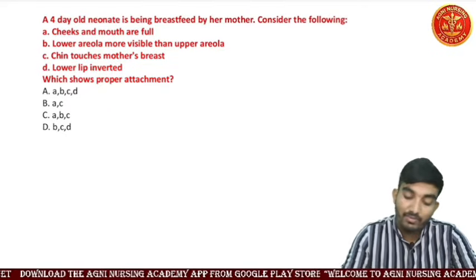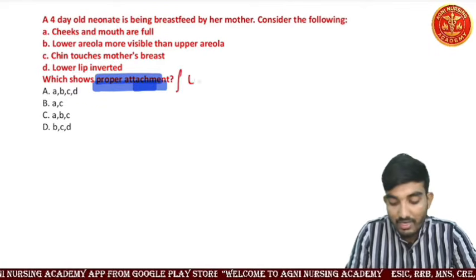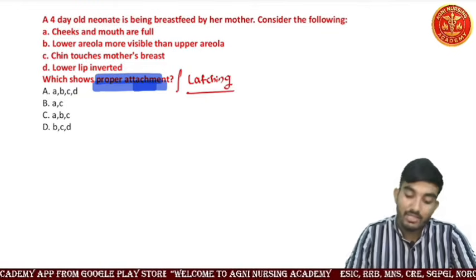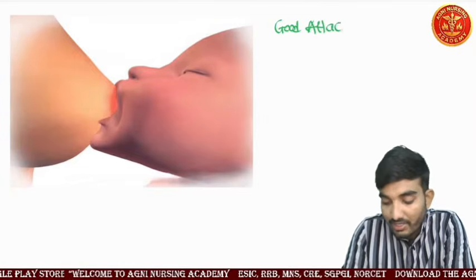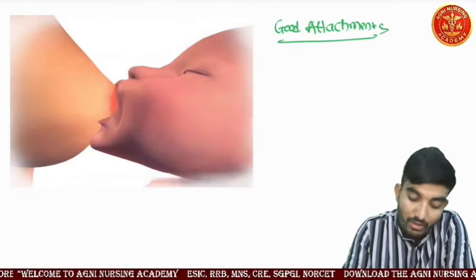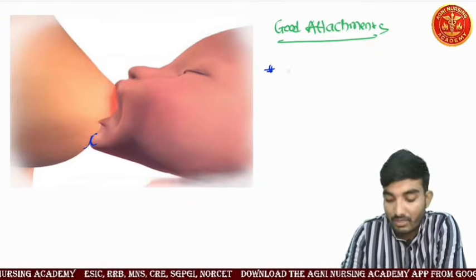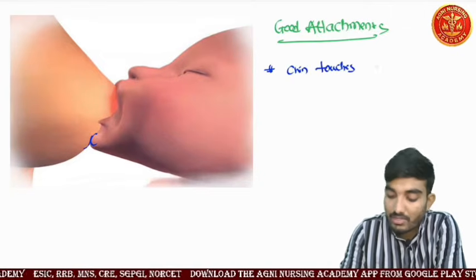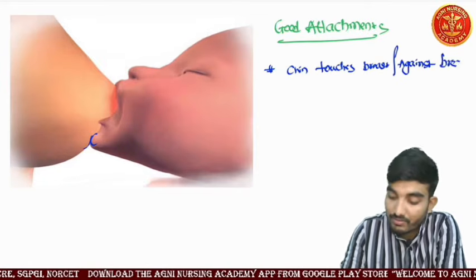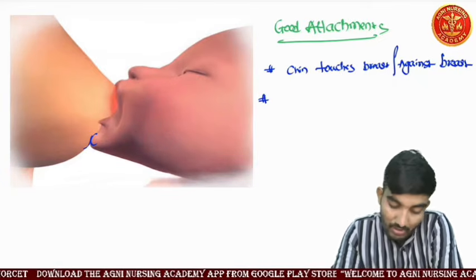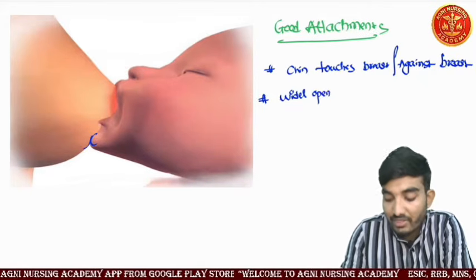We'll see the proper technique for breastfeeding. Proper attachment means latching, also called latch. We'll see the image. It's a good attachment technique. Techniques of breastfeeding. Just observe the baby's chin touches the mother's breast, or against the breast. And see the mouth of the child is widely open and filled with milk.